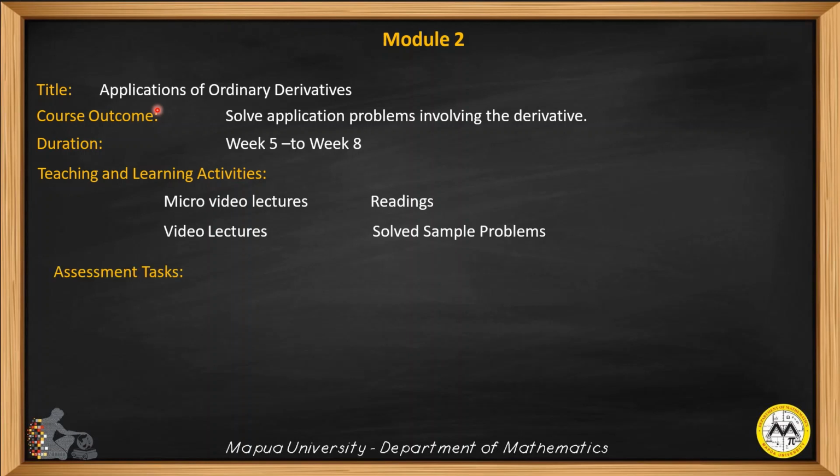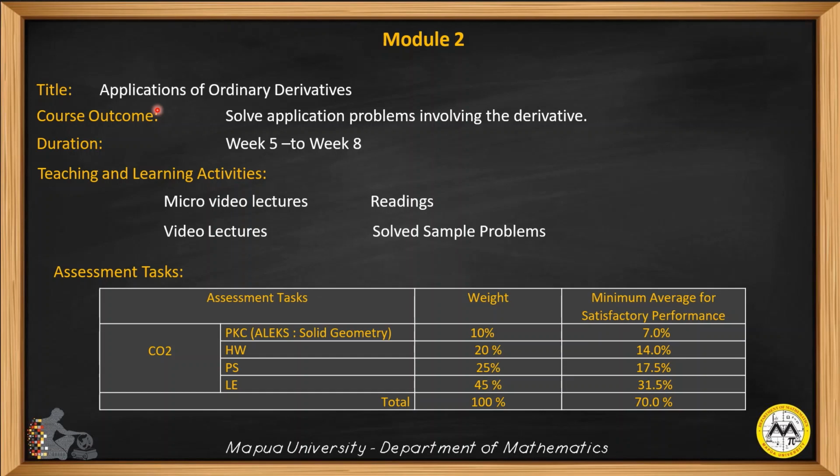The assessment tasks in this module are the following: PKC again on ALEX on the area of solid geometry, homework, problem set, and long exam, correspondingly having weights of 10%, 20%, 25%, and 45%, again for a total of 100. And as in Module 1, for a student to earn a passing mark in this module, he or she must average at least 70% in the module.